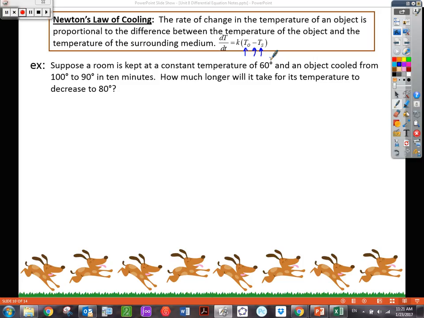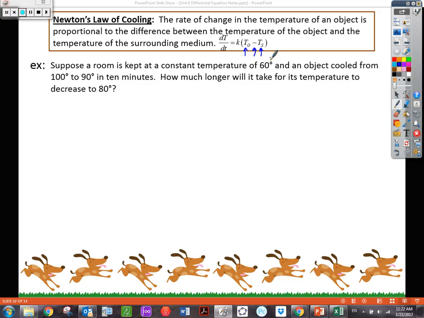All right, so let's tackle this problem. Suppose a room is kept at a constant temperature of 60 degrees. Okay, so that's our surrounding temperature. And an object cooled from 100 degrees to 90 degrees in 10 minutes. How much longer will it take for its temperature to decrease to 80 degrees?